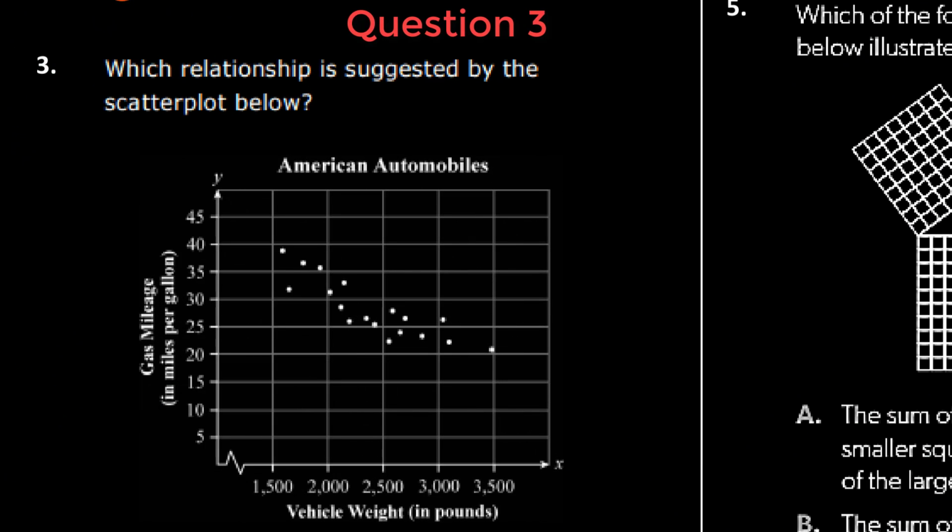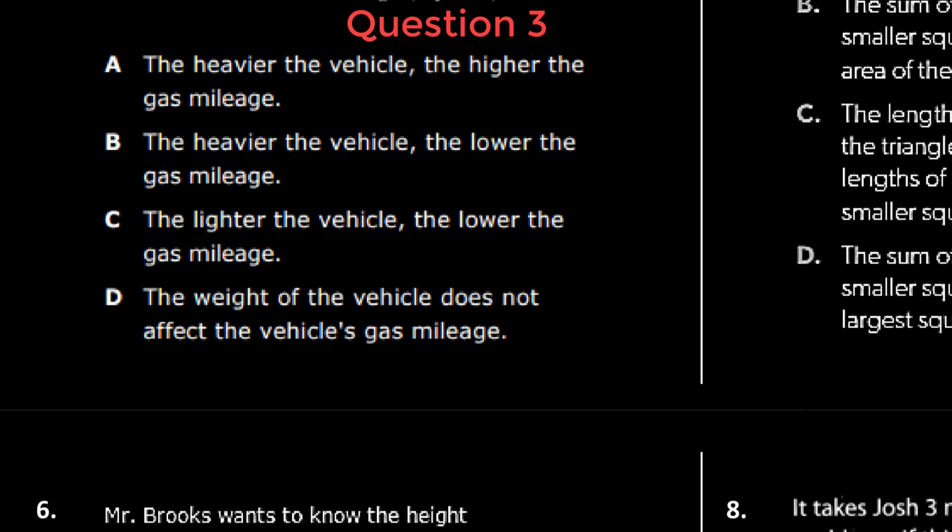Question number 3. Which relationship is suggested by the scatter plot below? When we look at this scatter plot, it looks like we can draw a trend line going down, the best fitting line. It should be a straight line that's representing the data. Sometimes it can be a curve, but on this one we see that we have a negative association, which means that if the vehicle weight is increasing, then the gas mileage should be going down. The answer choice that gives us that is B.